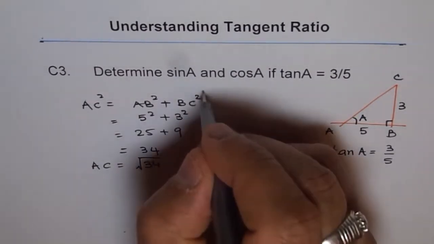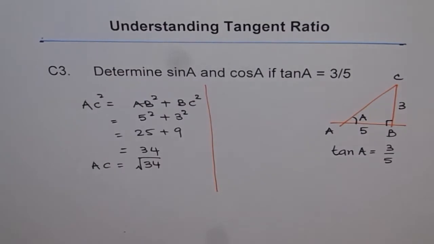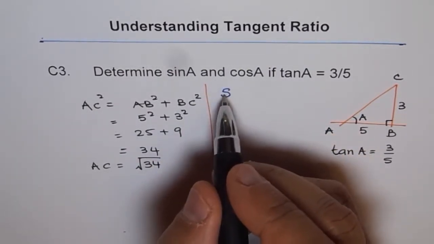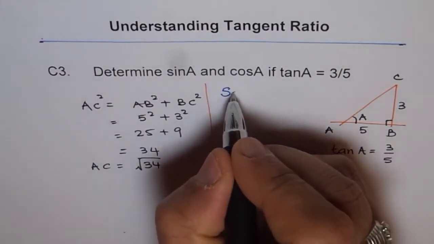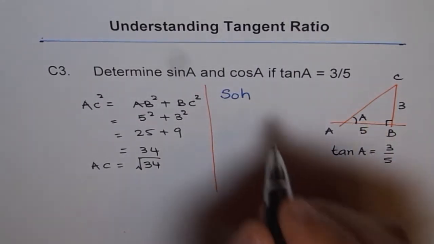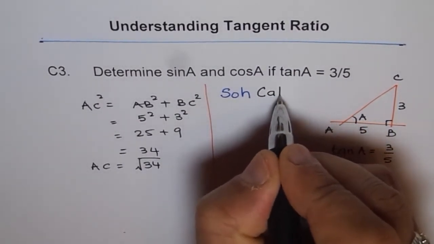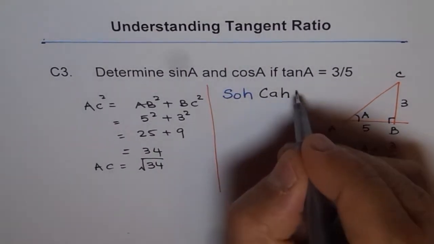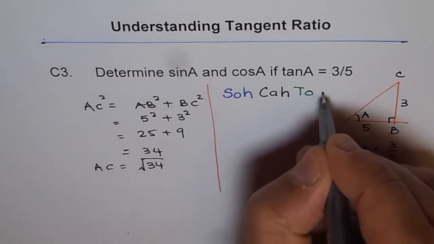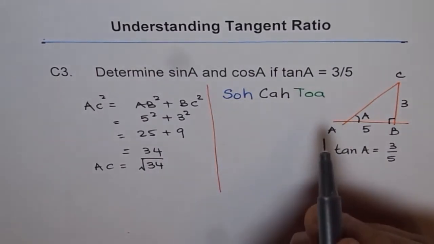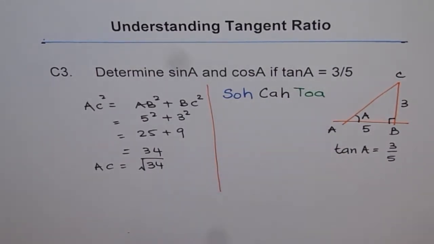Now what is cosine and what is sine of angle A? I'd like you to remember SOHCAHTOA. S is for sine, which is opposite over hypotenuse, SOH. And for cosine, it is adjacent over hypotenuse, right? And for tan, as you know, it is opposite over adjacent, right? So these three things help you remember the sine ratio, cosine ratio, and tan ratio, right?